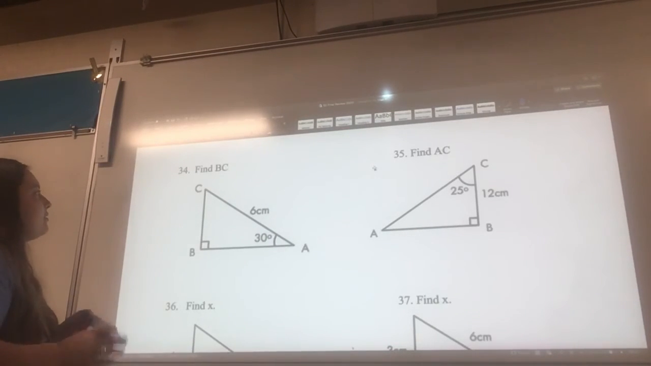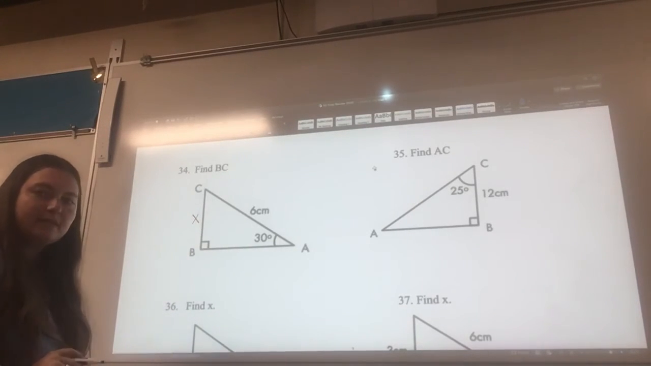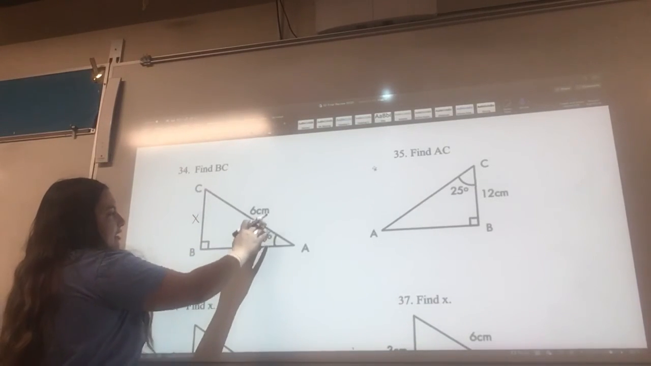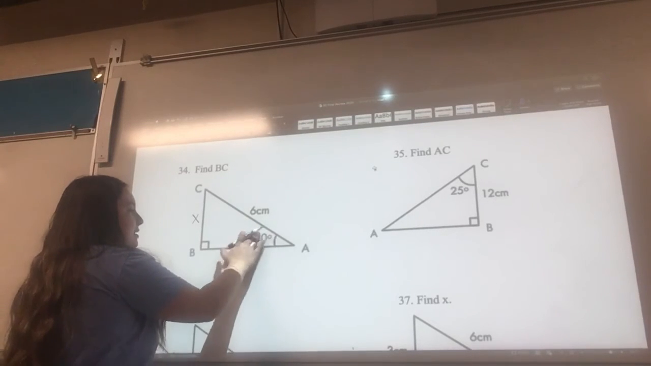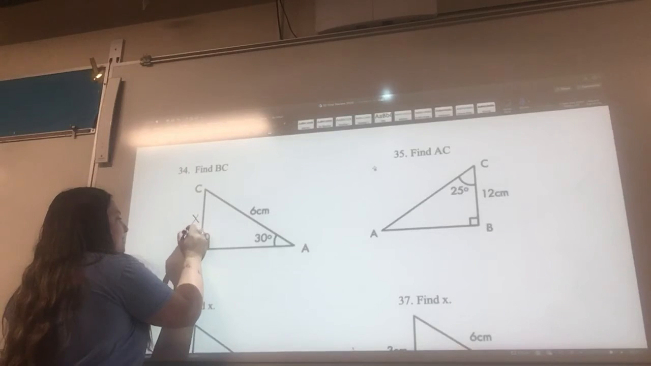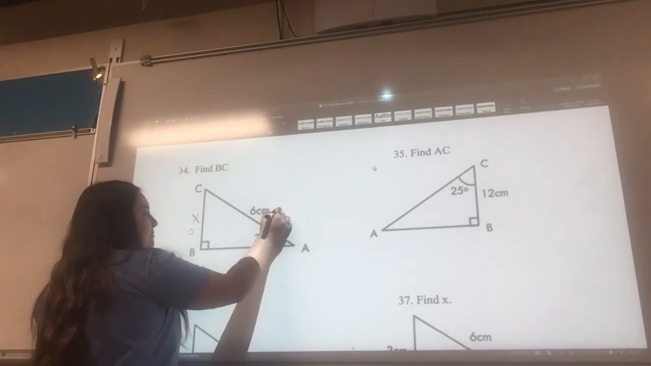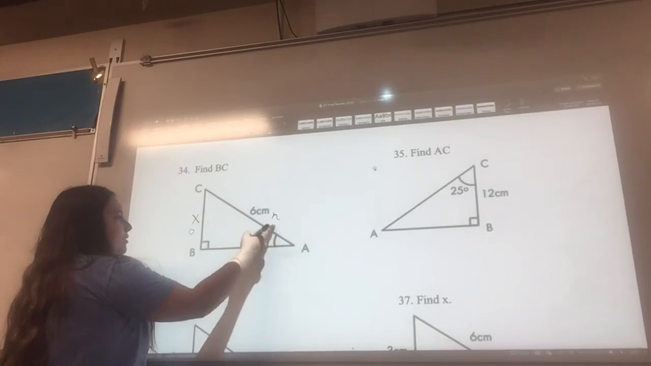So remembering to find BC, I need to look for this lovely x. I've been given 30 degrees and 6 centimeters. So since this is the angle I look at, x in relation to it is an opposite. And because it's across from the 90, this is my hypotenuse. So I have O and H.